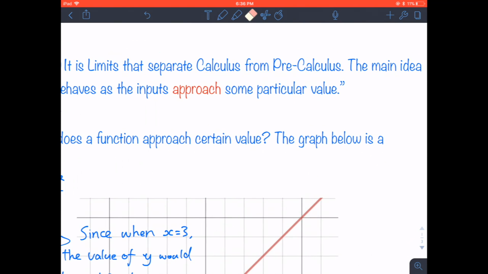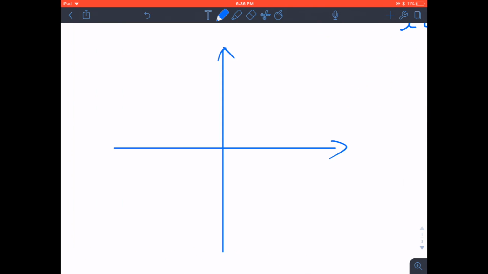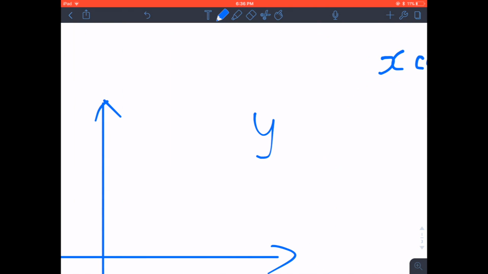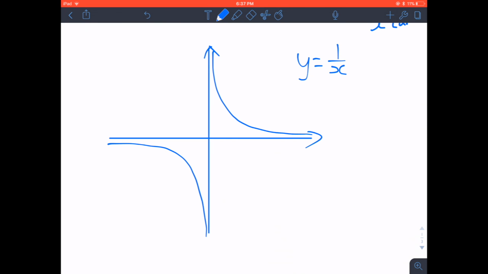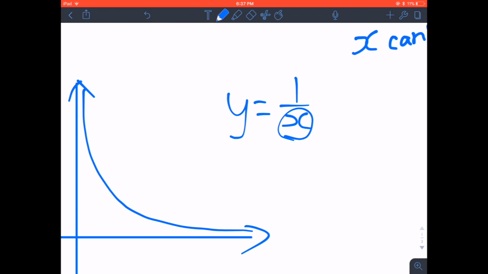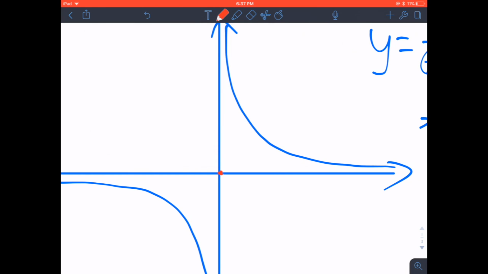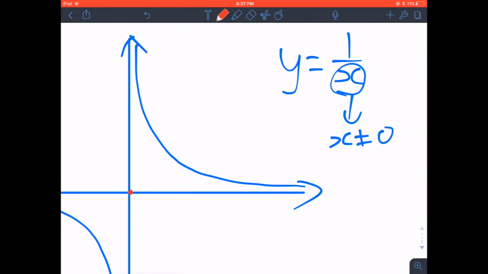Well, we've already seen this in pre-calculus actually, the approach. Let me show you. Here's a function, y equals 1 over x. It's a rational function, and it looks like that. We're going to focus on its domain, which is x cannot equal 0, because when x equals 0, it will just be undefined.